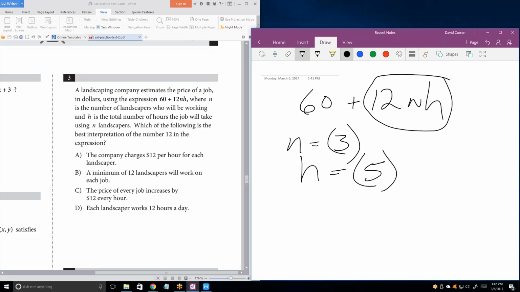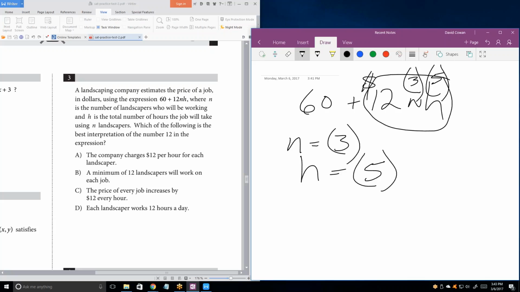So what's the 12 represent? It's affecting the landscapers, isn't it? N. Well, if n is 3, substitute 3 for that. If they each work 5 hours, substitute 5 for h. And now the 12 tells you that your total cost is going to be 12 times the number of landscapers times the number of hours they work.